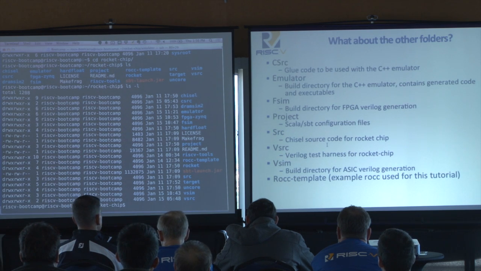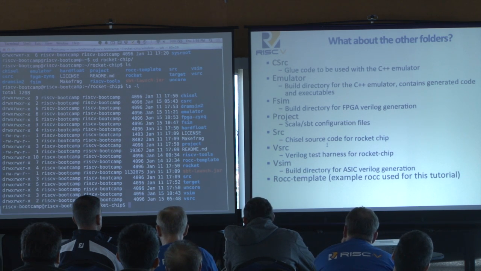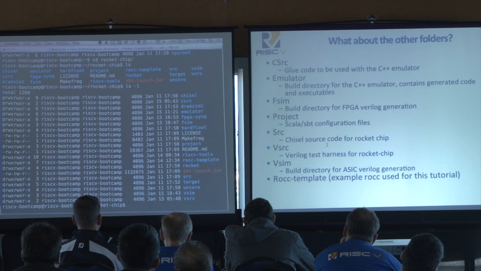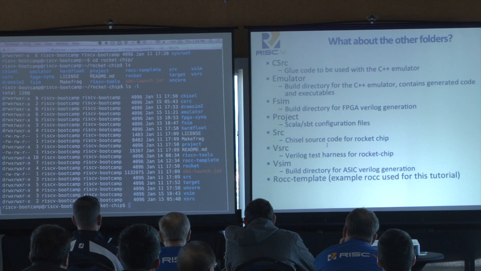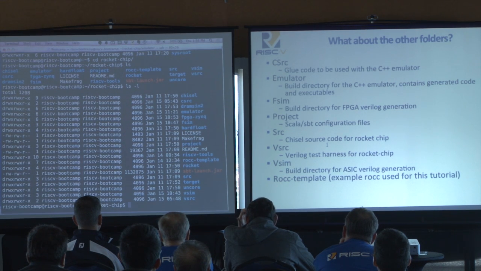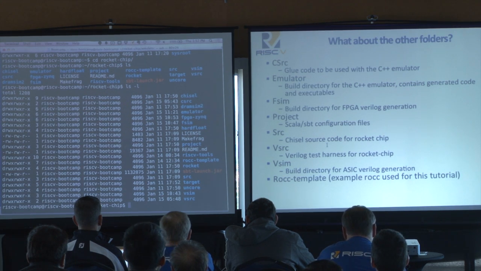Going quickly through the other stuff in here, we have various source and sim folders. csrc holds things useful for the C++ emulator, and emulator is the directory where it gets built. fsim is for FPGA Verilog generation. Project is just the Scala SBT stuff, and src is where your actual Chisel source is, so that's full of Scala files that are Chisel. Then vsrc and vsim are Verilog source and Verilog generation for the ASIC backends. There's one other folder in here, the RoCC template, which is what we're going to use later to do a drop-in RoCC accelerator.